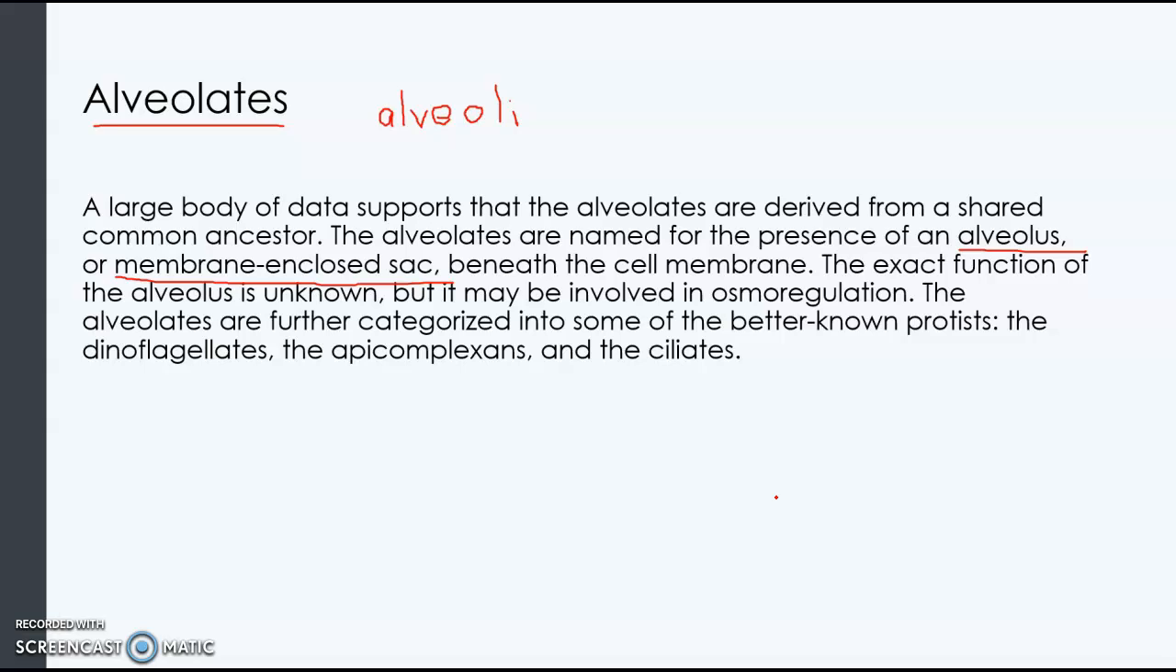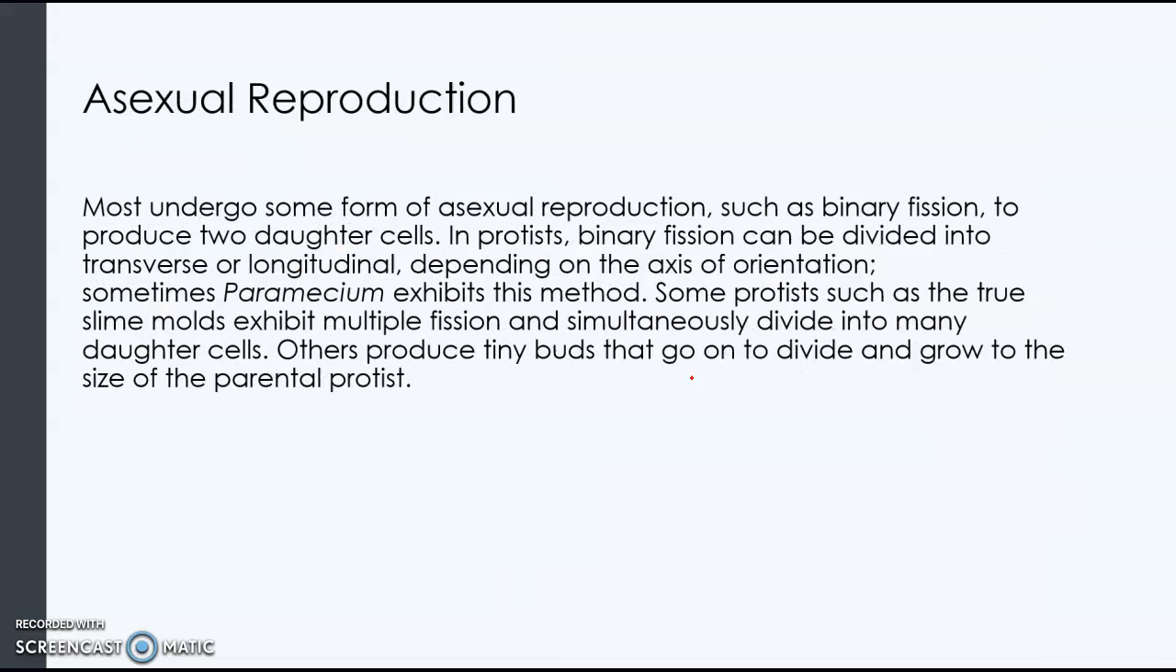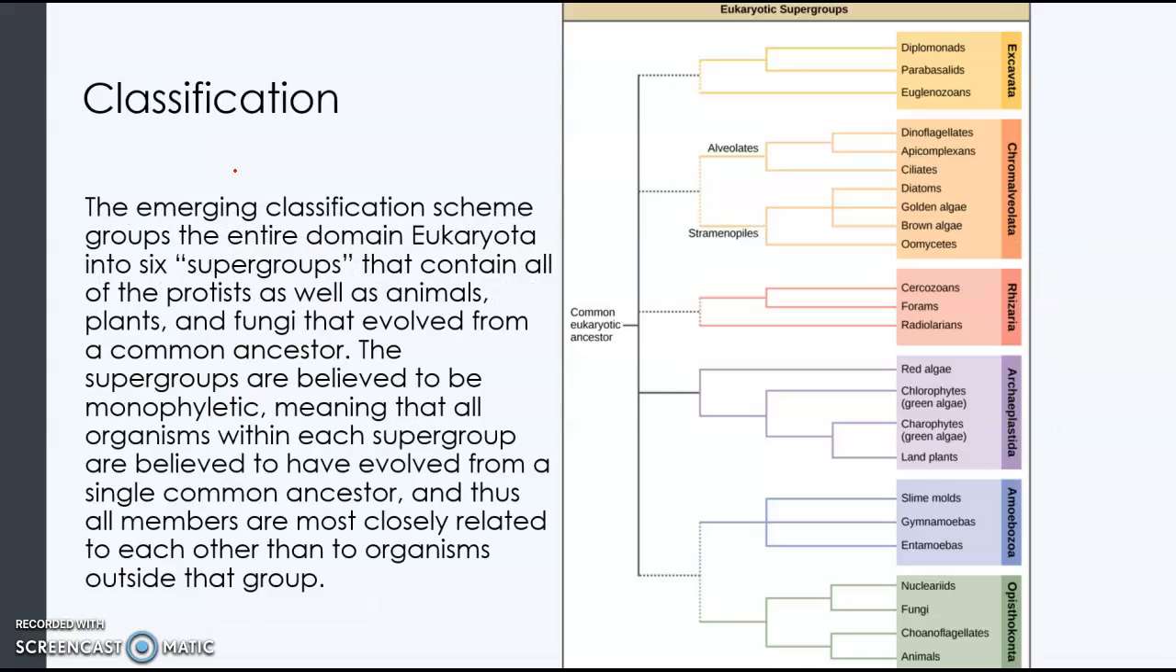The alveolates consist of the dinoflagellates, the apicomplexans, and the ciliates. Now, we've already seen a ciliate. The ciliate that we saw was the paramecium that contains cilia all around the outside of its cell. Right here, this is a ciliate because it contains cilia, which helps it to move.